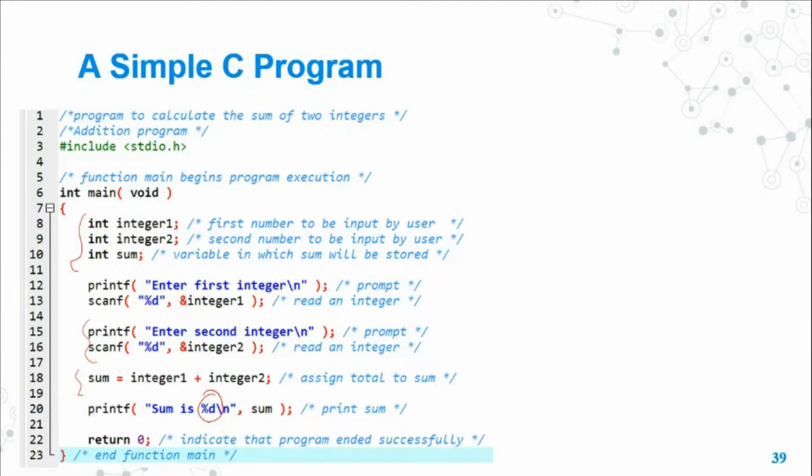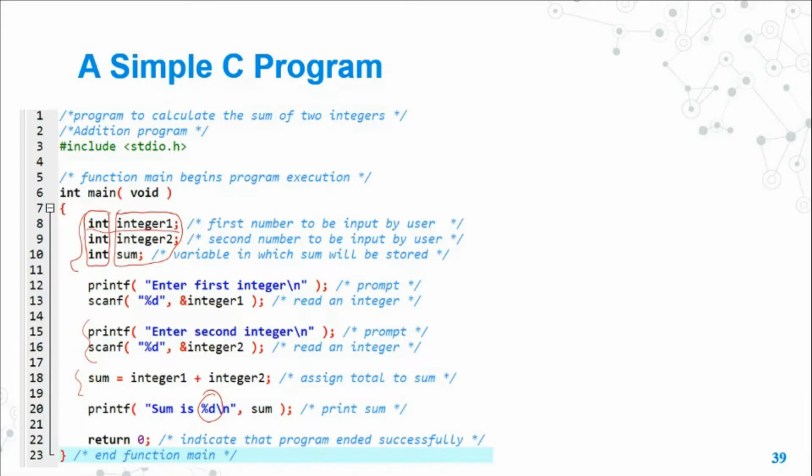Now in this case we have seen three different variables: integer 1, integer 2, and sum. Before each of these variables there was the statement int, and this int means that this variable, integer 1, will be holding values of type integer. Only integer values will be stored in integer 1. No floating point values, that is no decimal values, no fractional values will be stored in integer 1. That is what this statement int integer 1 means.